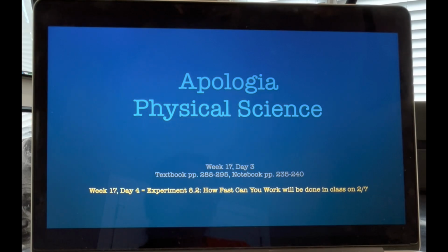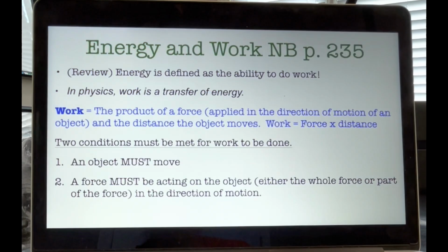Experiment number 8.2, how fast you can work, will be done in class on February 7th. Technically, that was Week 17, Day 4. I just wanted you to know we will be doing that experiment in class.